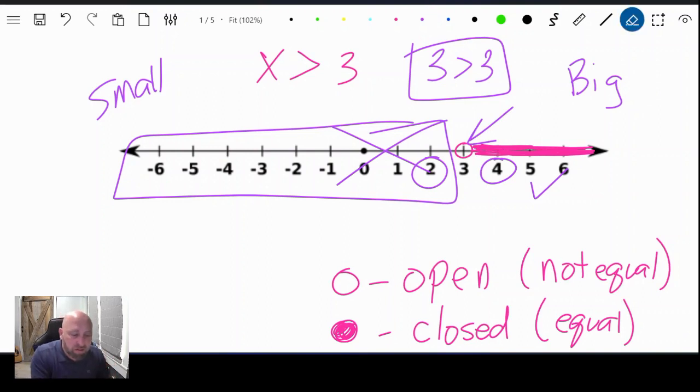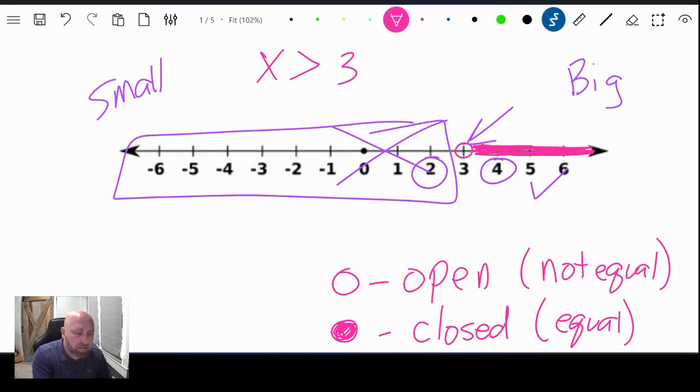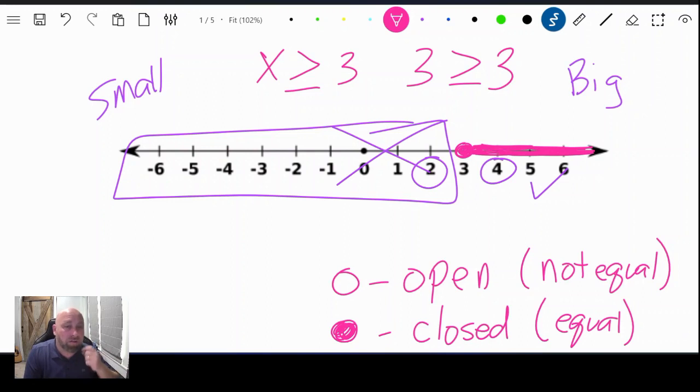Now let's change this just a little bit and say that x can be greater than or equal to 3. Well, if it's or equal to 3, then guess what? 3 works. You could say 3 is greater than or equal to 3. That's true because 3 is equal to 3. So we would color that in now, and that would be part of our solution. So you close the dot when it is also equal to. You open the dot when it is not equal to.